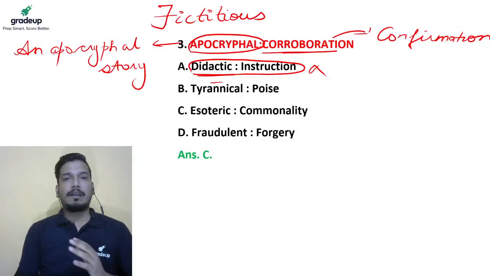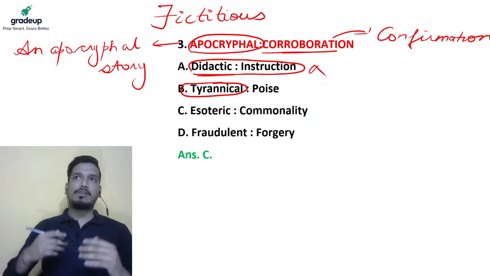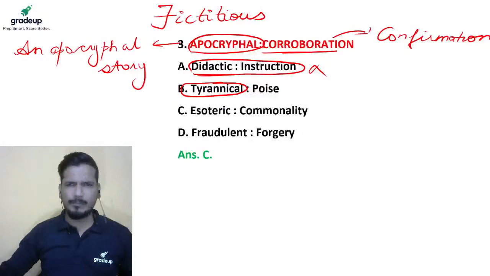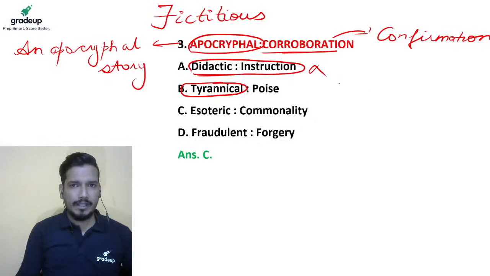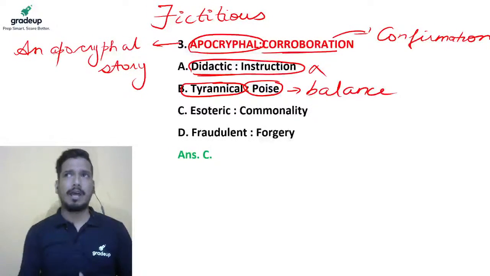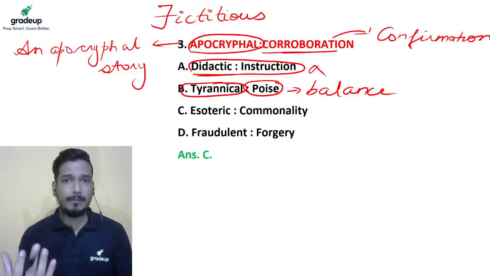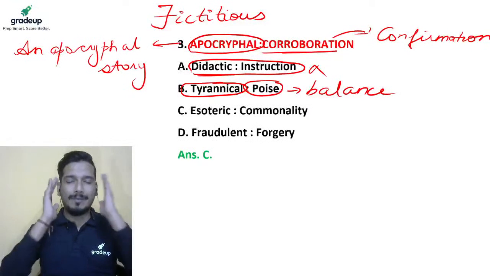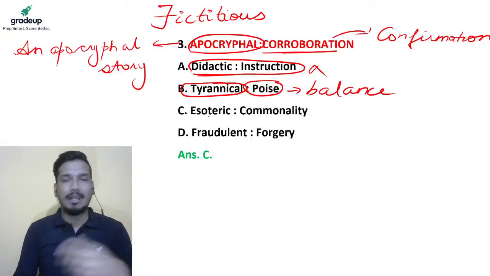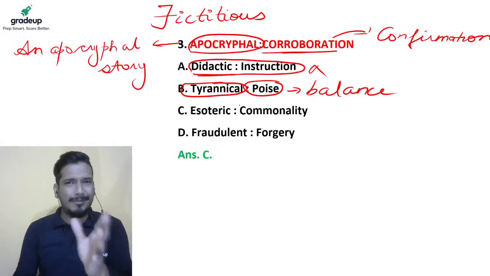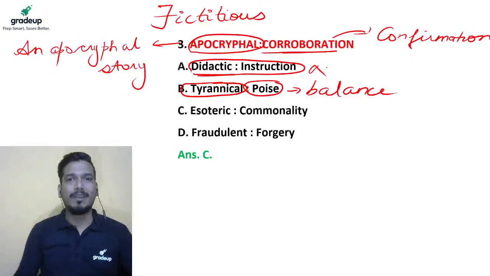Tyrannical and poise. Tyrannical is that in which one person has absolute power. He enjoys all the authority. He's autocratic. Now, poise means balance. Most of the time we say that there are some people you insult but they never answer you back. They maintain their poise, they maintain their calmness, right? So again, they are not tyrannical poise. I mean, they're not going anywhere, there's no relationship.